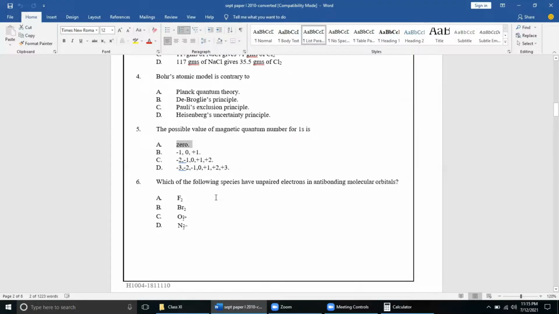The next is question number 6. Which of the following species have unpaired electrons in anti-bonding molecular orbital?